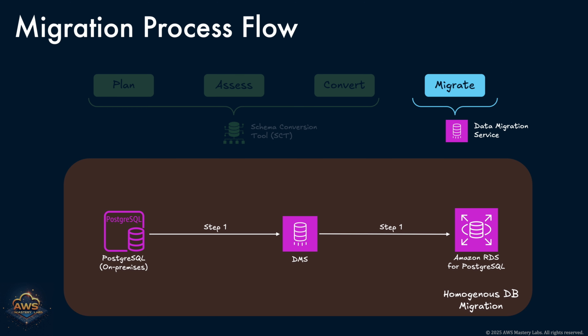This keeps both systems synchronized until you're ready to cut over. Because the engines are the same, compatibility issues are minimal, downtime is reduced, and the path to production in the cloud is significantly faster. This is the ideal use case for a simple, fast, and reliable cloud migration using DMS.